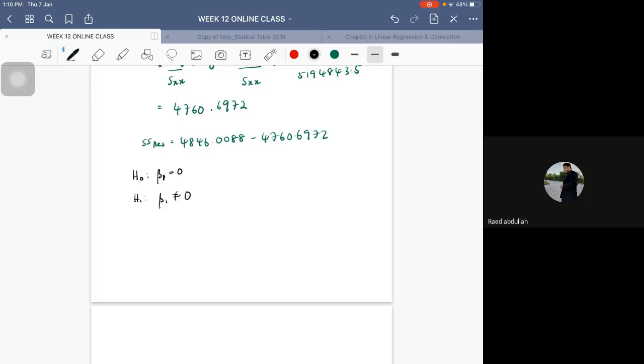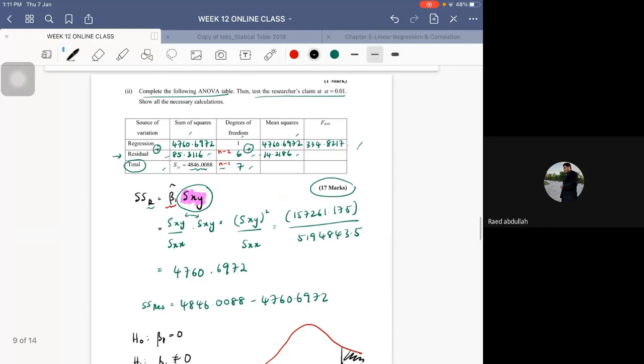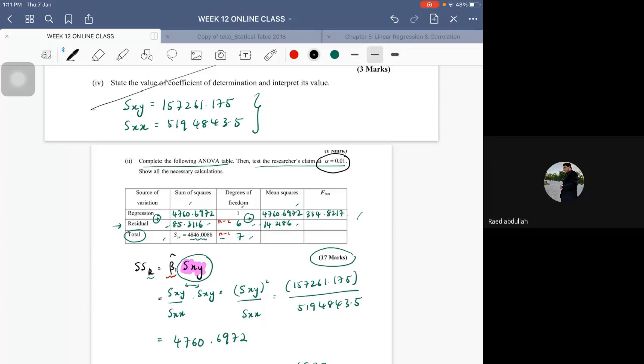We get that our F-test value from the calculation is 334.8217. But we know that when you do ANOVA, it's going to be a right-tailed test. And of course, we also need to find the critical value. What is going to be the critical value for this case? It's going to be F alpha, and for this case, alpha is given by 0.01.